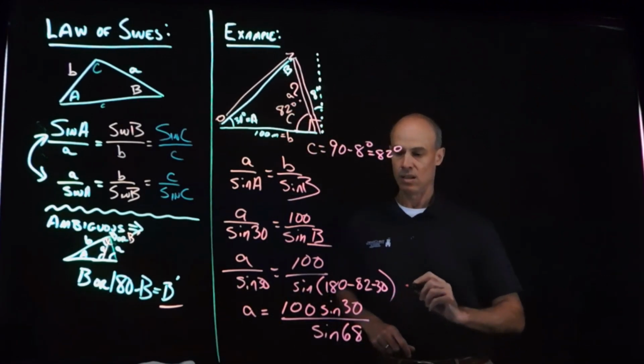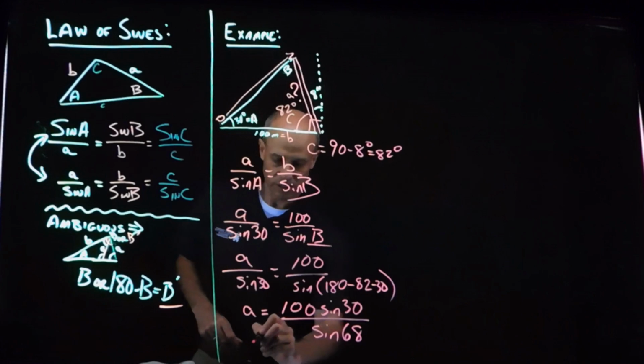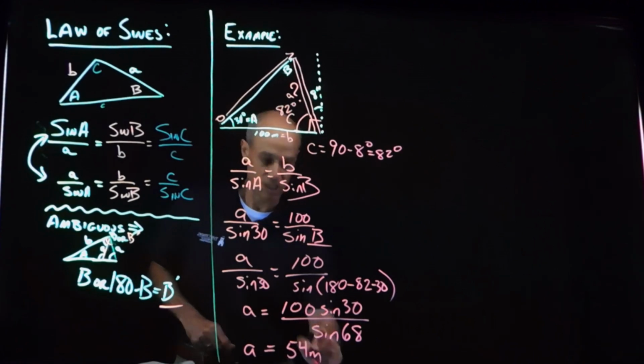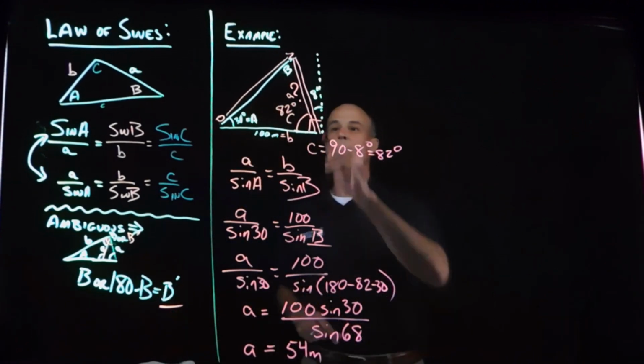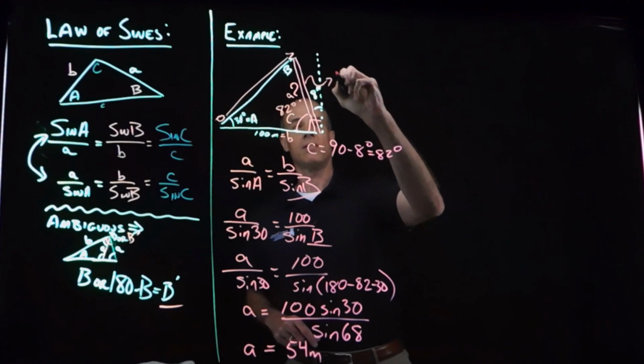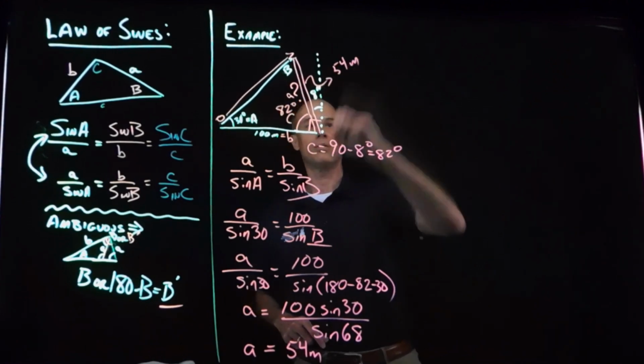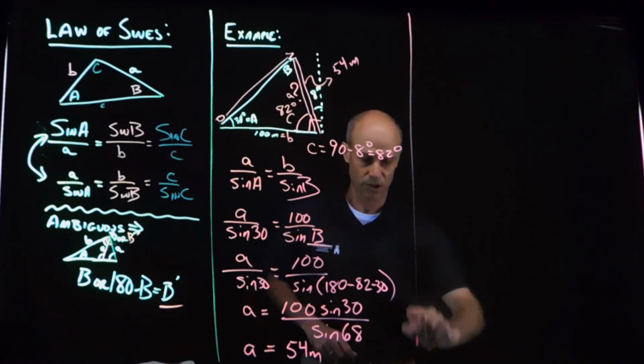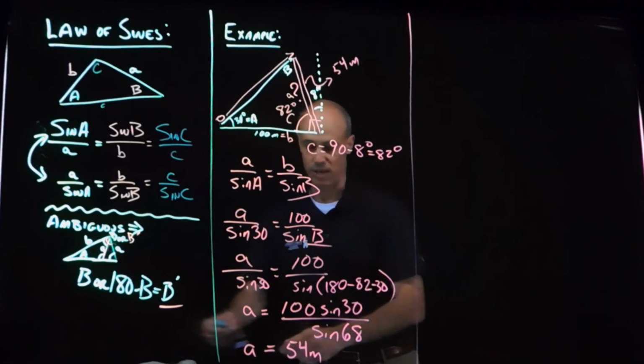Okay. We plug this into our calculator, pretty straightforward process, and this is going to come out to be 54 meters. So the height of our tower is going to be 54 meters. Now, we can also work this the other direction, so let's go ahead and do that.